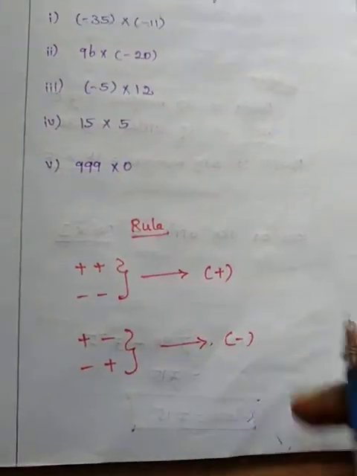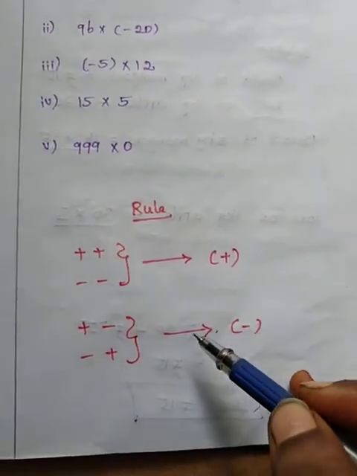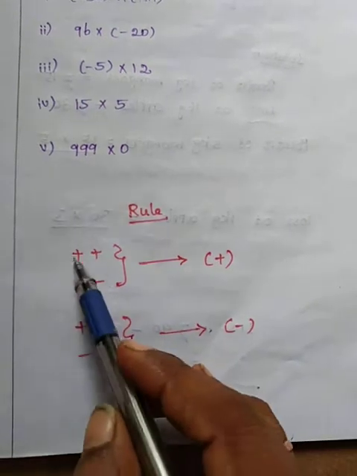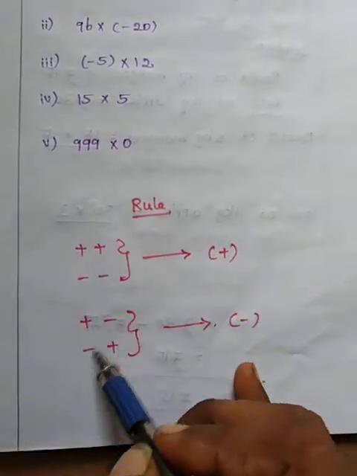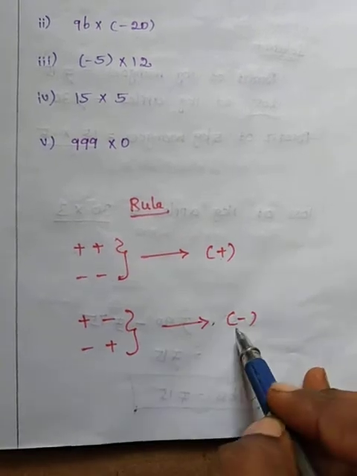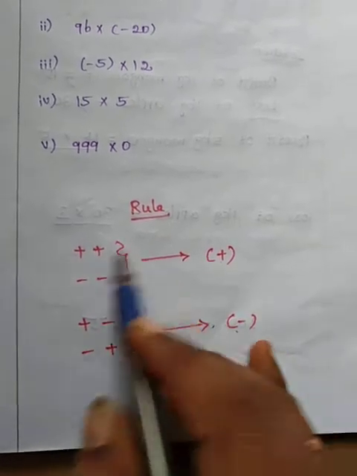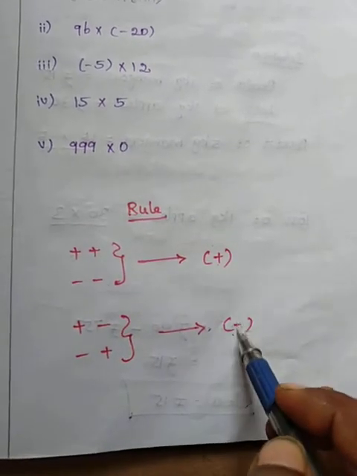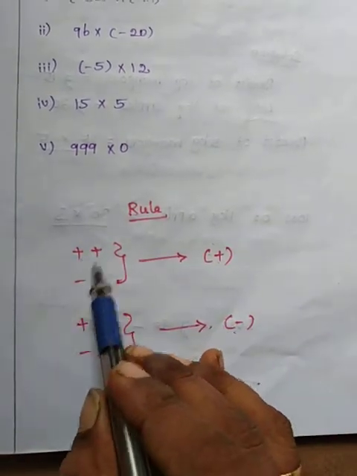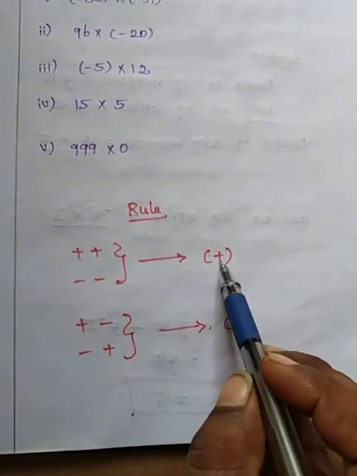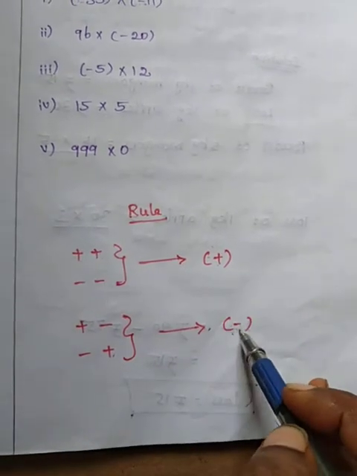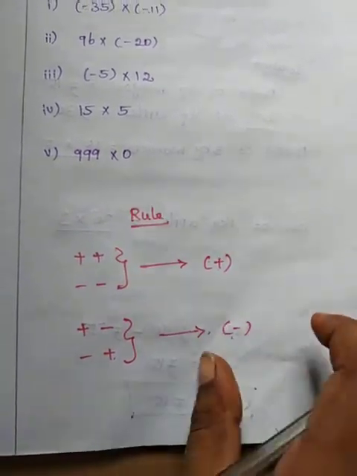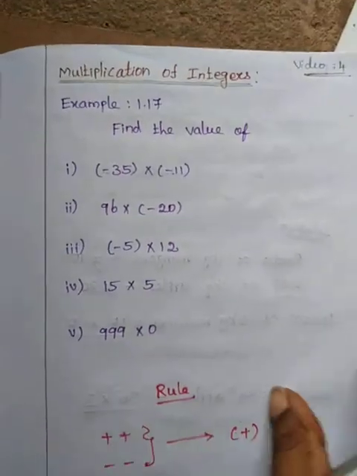See, this is the rule for multiplication of integers. If we have the same sign, we have to put plus. If we have different signs, we have to put minus. But the operation is the same. So, shall we do one problem?